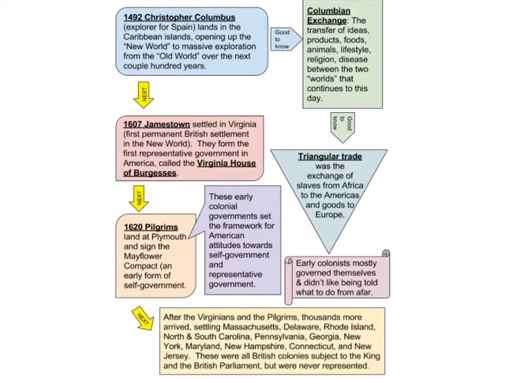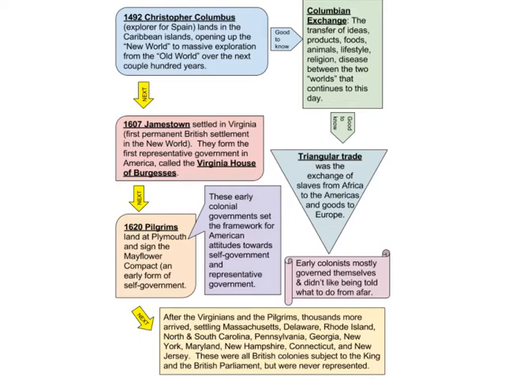It's the first permanent British settlement in the New World. They formed the first representative government in America called Virginia House of Burgesses. If you ever see anything about Virginia House of Burgesses, more than likely what we've noticed on the test is that it's going to be in regard to representative self-government, something like that. So that's in 1607. 1620, you got the Pilgrims. They land at Plymouth. They sign the Mayflower Compact. We know the Pilgrims came over on the Mayflower ship.